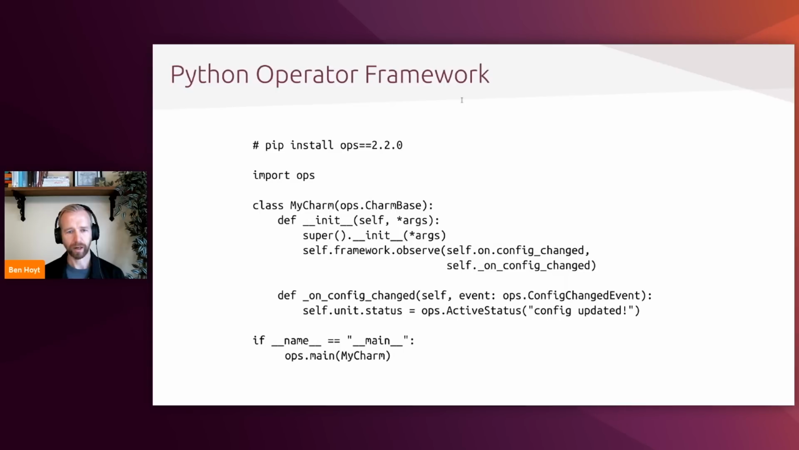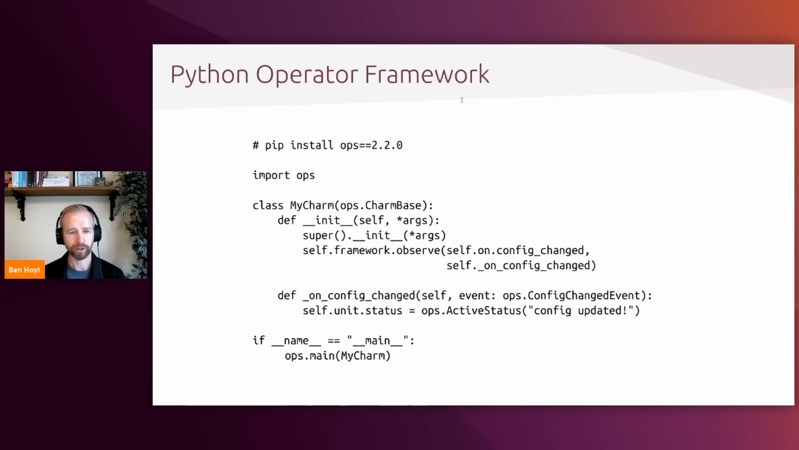That said, we highly recommend Python. We have a Python operator framework that we promote. It's called Ops for short. Despite the fact that the Juju engine is agnostic to what language you write charms in, we highly recommend Python with the Python operator framework. And we have documentation and best practices built around it, which is kind of like our SDK for Juju. So we use Ops for all of our new charms here at Canonical.